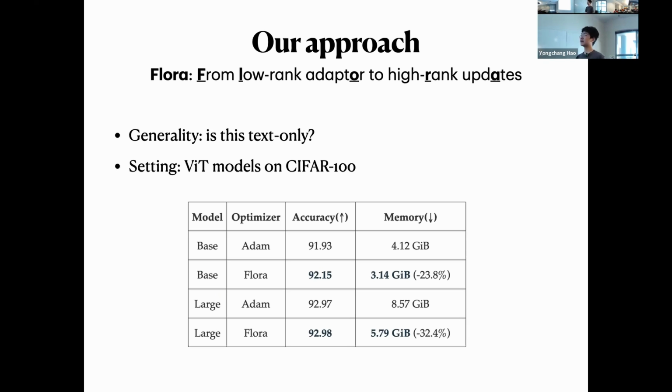And you may ask whether this optimizer is general enough for not only text tasks, but also some other tasks. So recently we conducted experiments with ViT, Vision Transformer, on CIFAR-100 classification. For both ViT models, base and large, we achieve similar performance as Adam, while reducing the memory by 20 to 30% of the total memory usage.